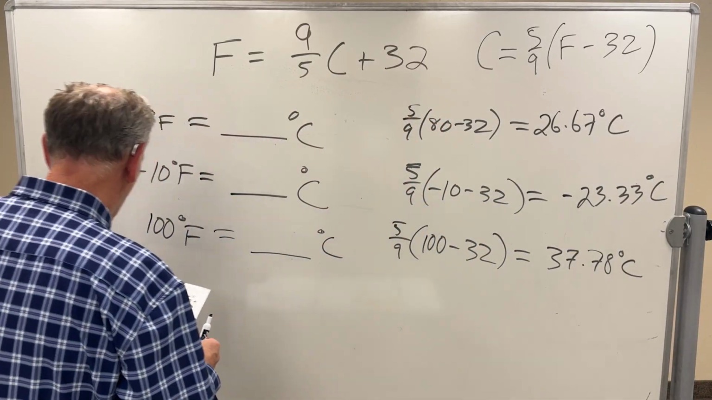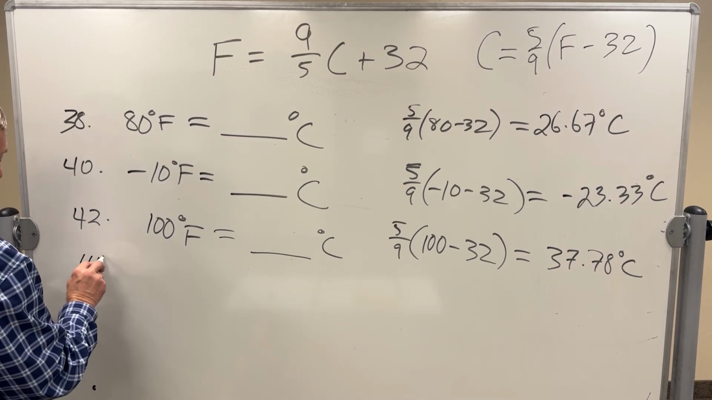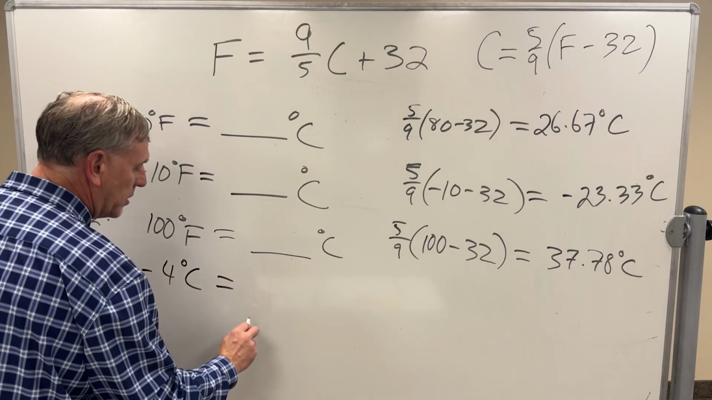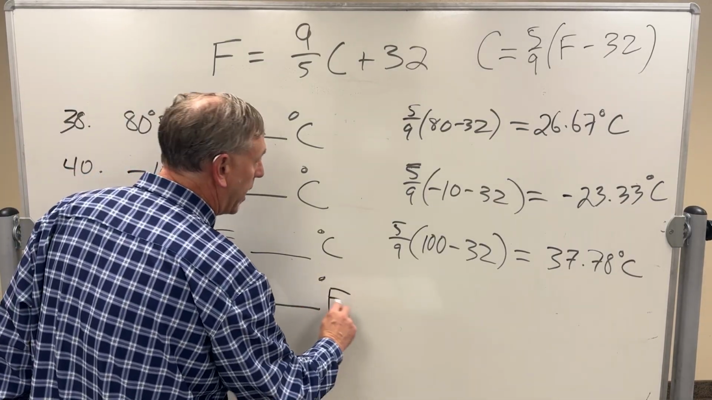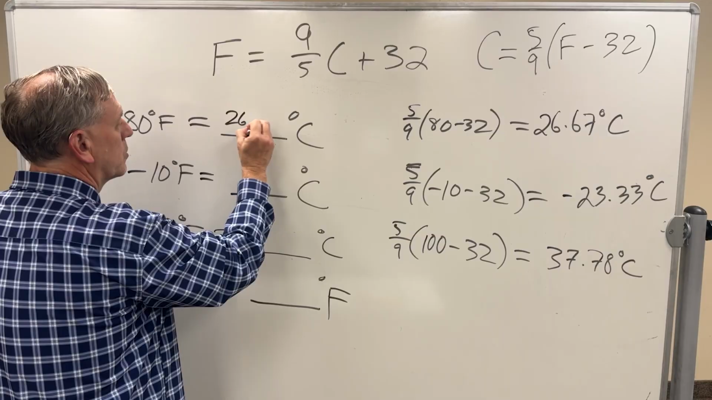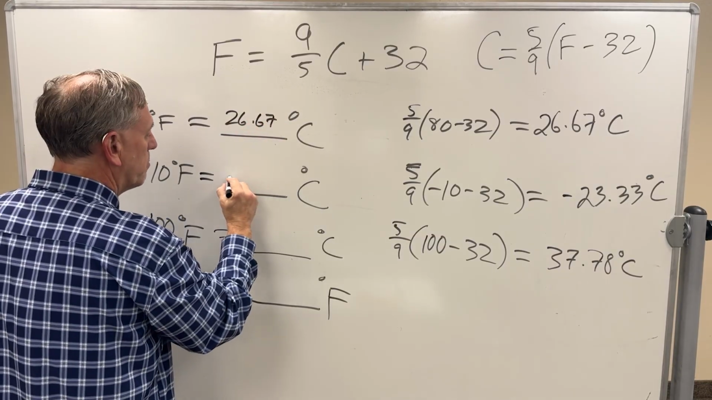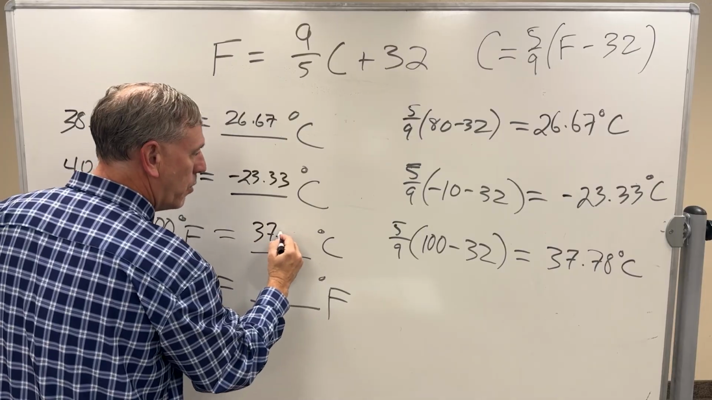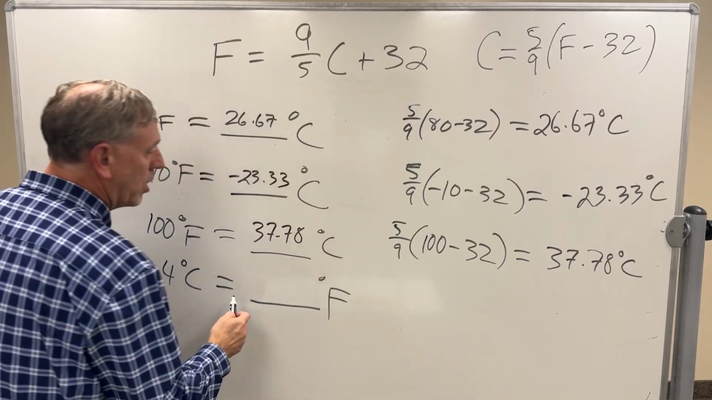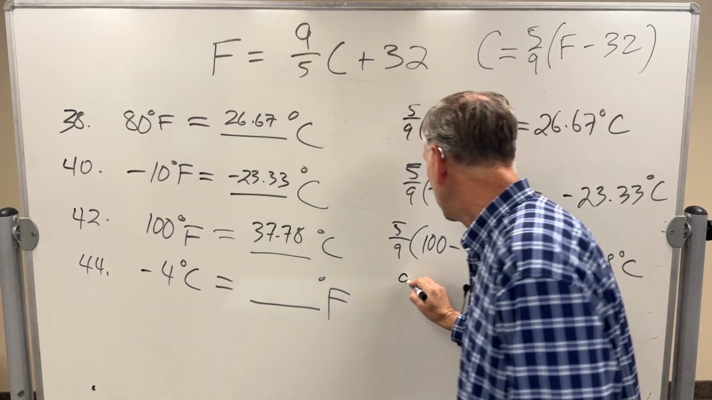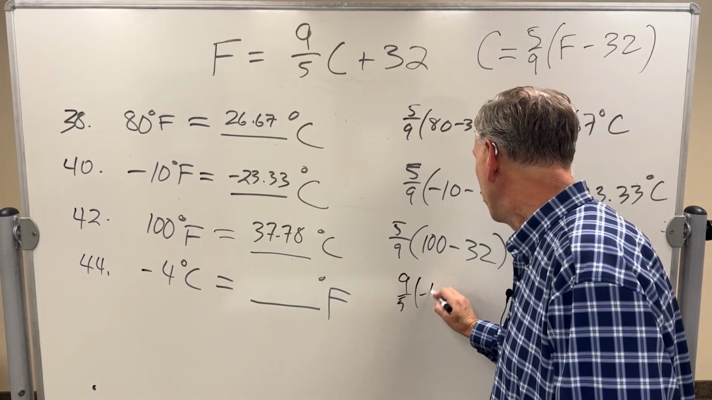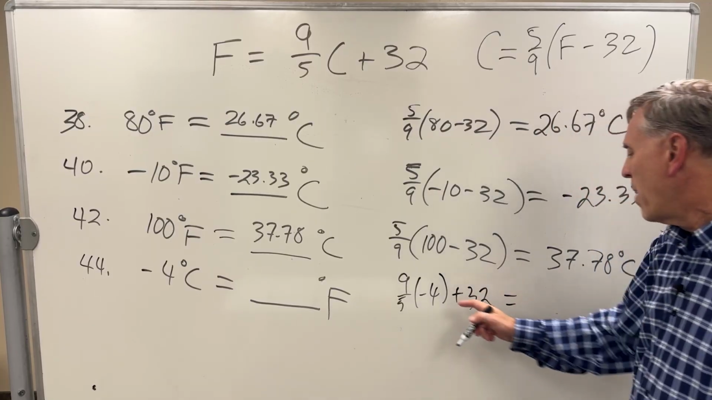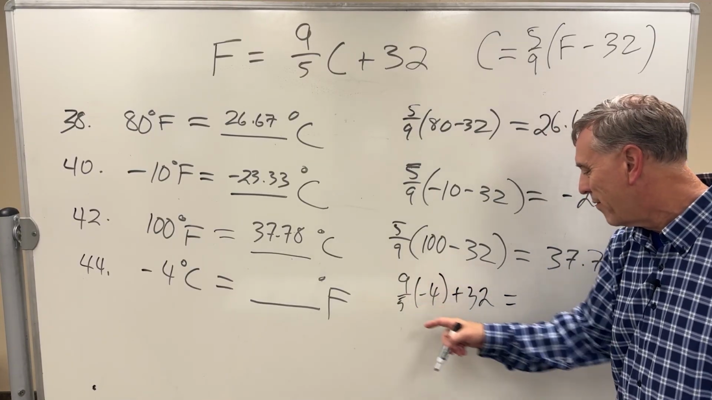All right, so number 44 is minus 4 degrees. In this case, we're given Celsius, and we're going to convert it to Fahrenheit. So this is 26.67. This is minus 23.33. This is 37.78. And now we're going to go the other way. So now we're going to put it in this formula. This is 9 over 5 times minus 4. Again, be careful. Plus 32. So minus 4 times that, that's around minus 7 or so.